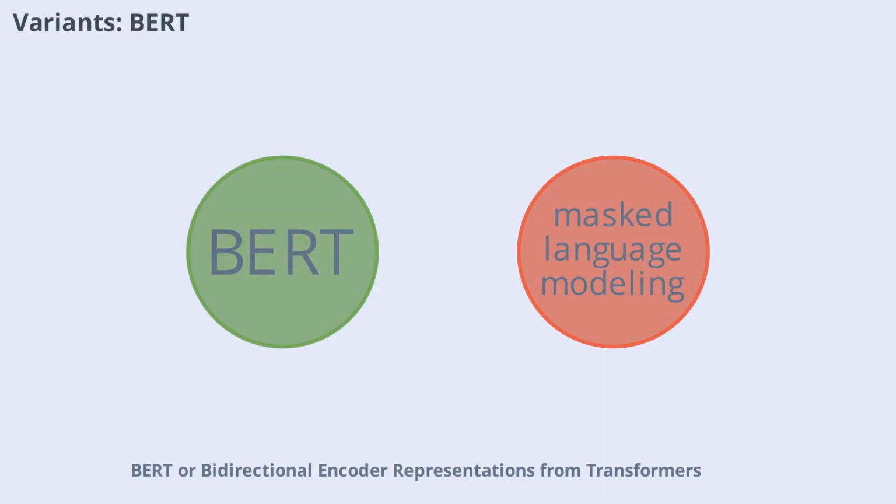BERT, or bidirectional encoder representations from transformers, is a popular variant that uses only the encoder part of the architecture. BERT is pre-trained using masked language modeling and next sentence prediction, making it highly effective for understanding context and relationships in text. It has set new standards in tasks like question answering and text classification.